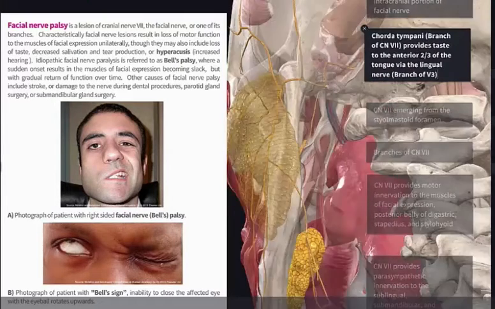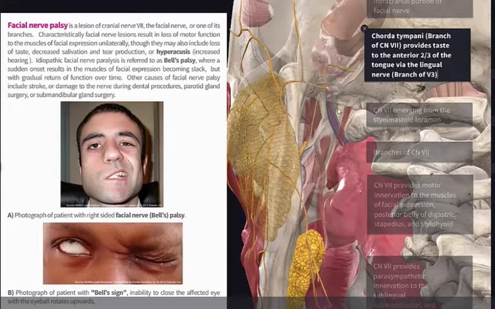Then very importantly you have the chorda tympani, which is this little branch that comes off of here, and it will join the lingual nerve, which is part of V3, or the trigeminal nerve. The lingual nerve will then go to the tongue, but it is taking with it fibers that have actually come from the facial nerve. And these fibers are going to be taste fibers, but also presynaptic parasympathetic fibers.